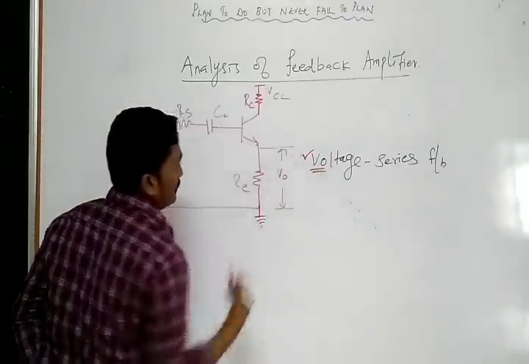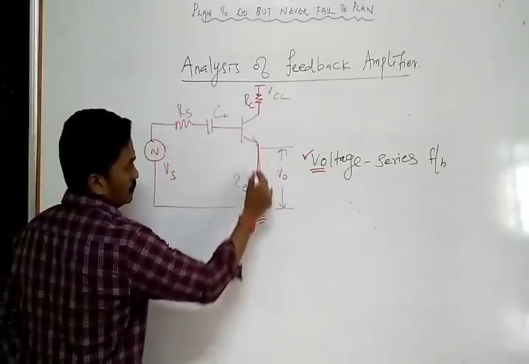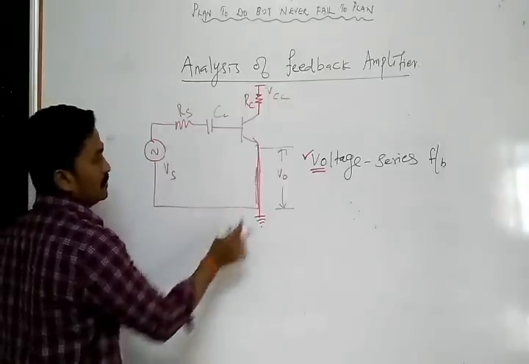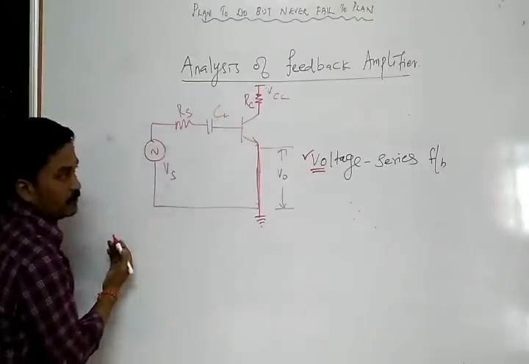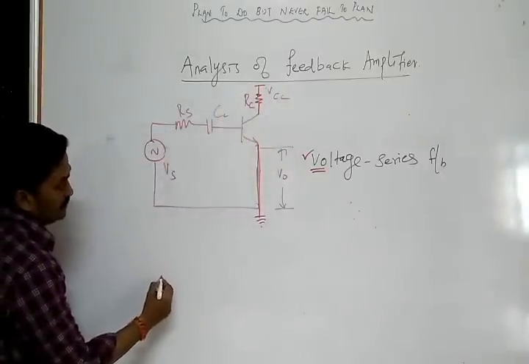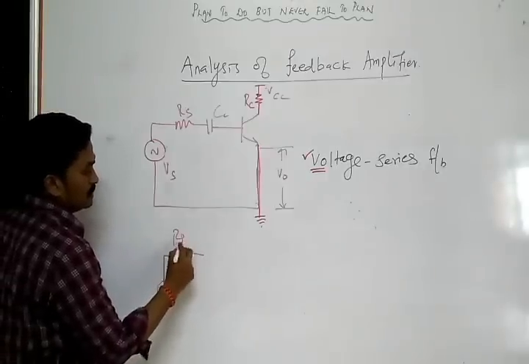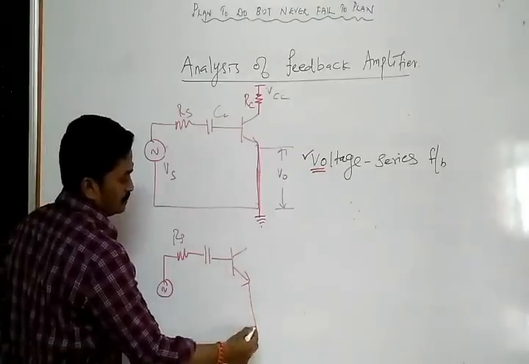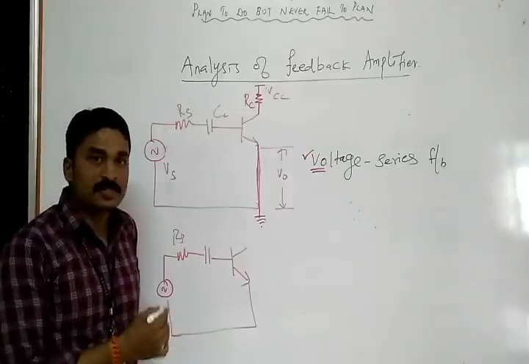Since it is voltage sampling, you short this. After shorting this, there will be no RE. Write the remaining things at the input side, because RE is at the output side. So what will you get? We'll get the source, RS, capacitor, and this. This is your input side circuit.